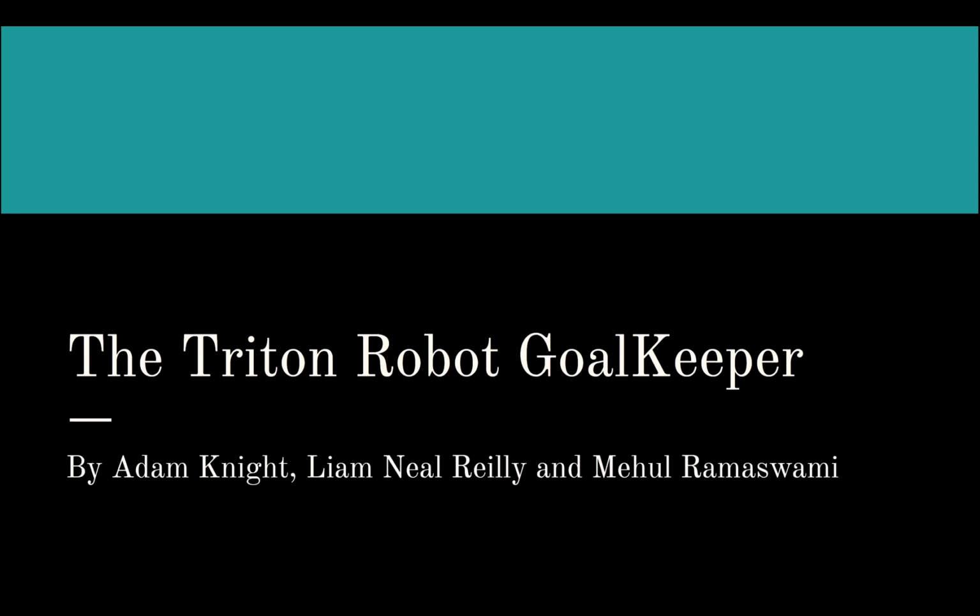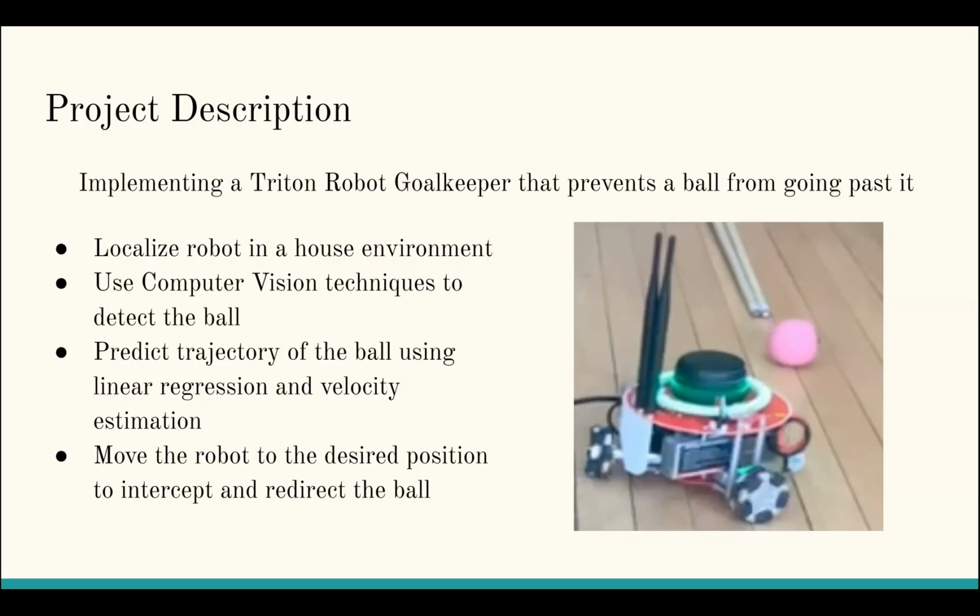So this is our final project, the Triton robot goalkeeper. The main description of our project is to implement a Triton robot goalkeeper that essentially prevents the ball from going past it. And this is essentially done in four or five basic steps, where we first localize the robot in a house room environment.